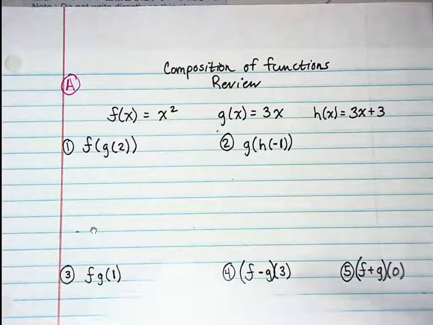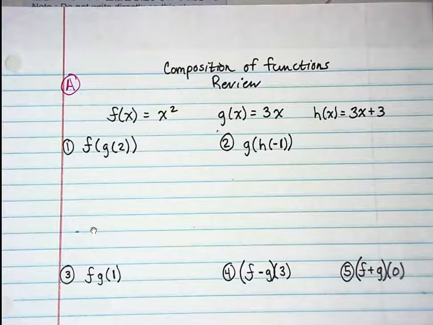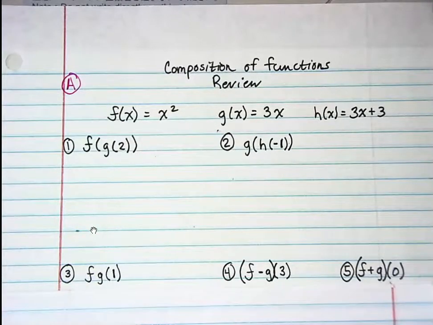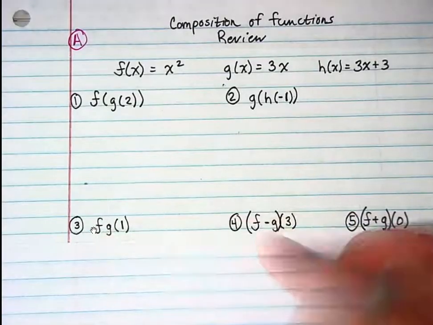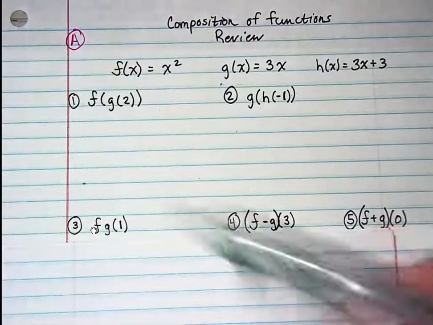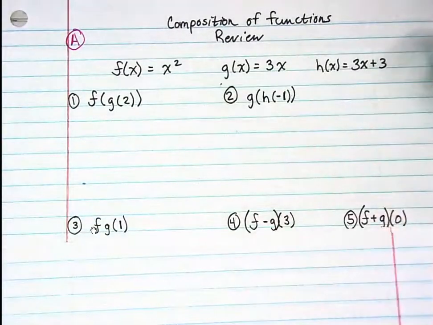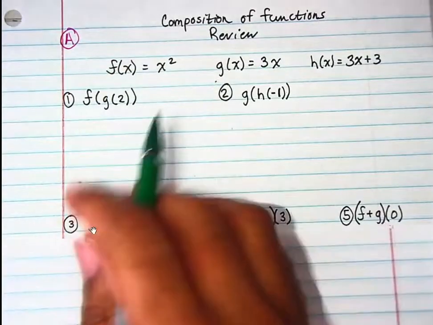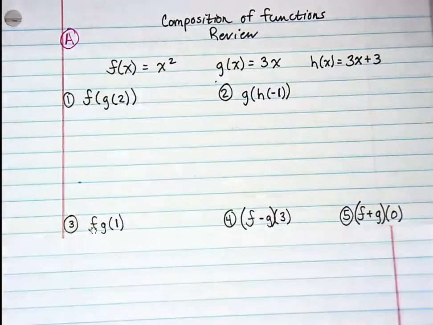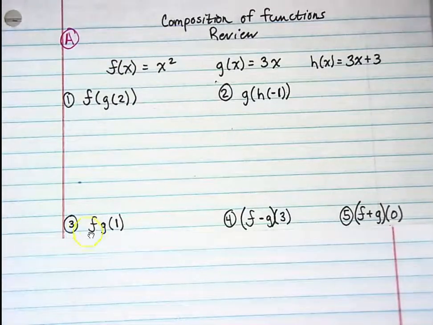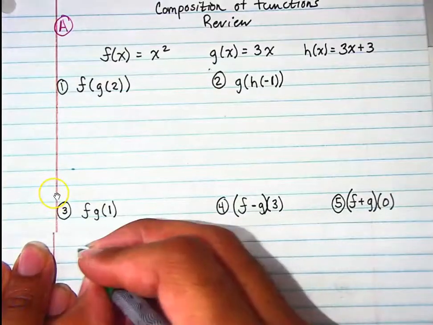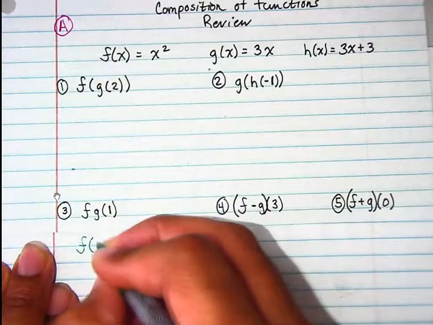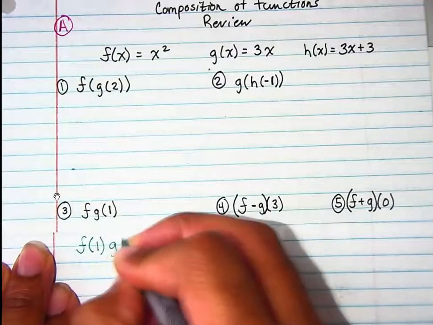This deals with our operations: multiplication, subtraction, and addition. We're still using f of x, g of x, and h of x here. So here, I'm going to rewrite this one for number 3, so that we're doing f of 1 times g of 1.